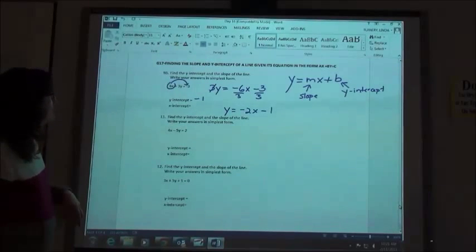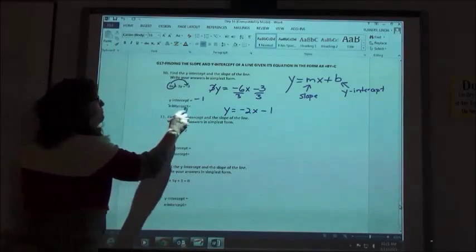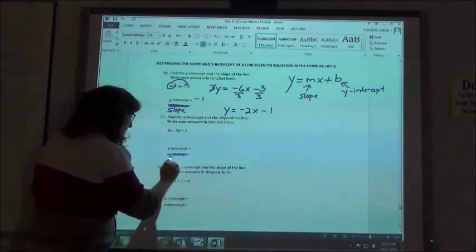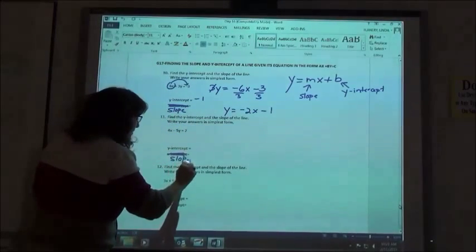How'd that get typed in like that? That's supposed to say slope. We'll just fix them.